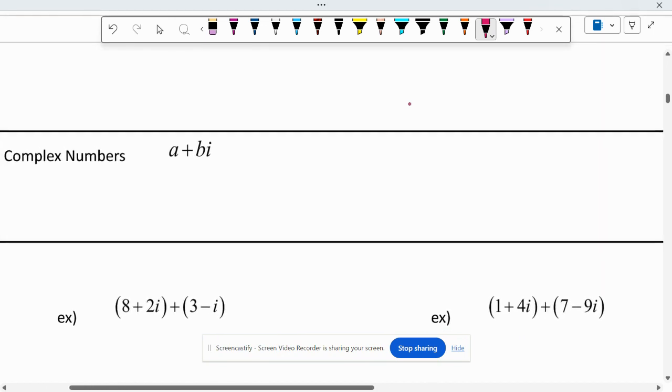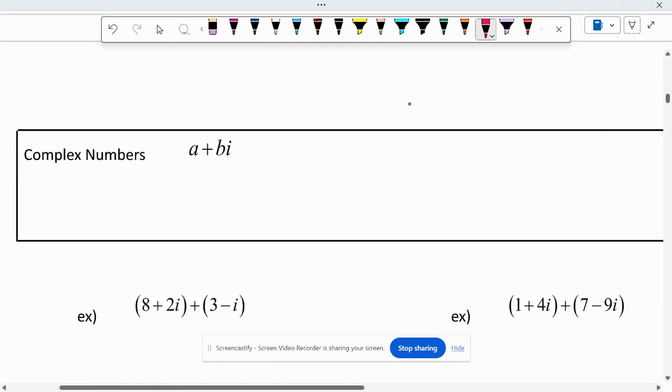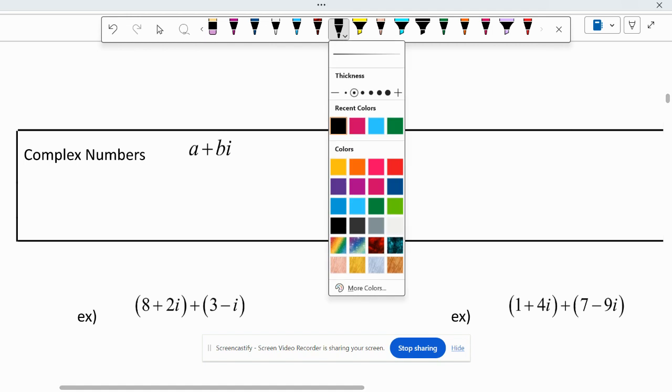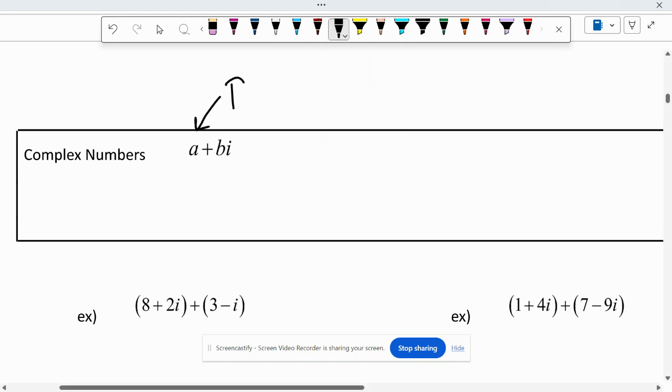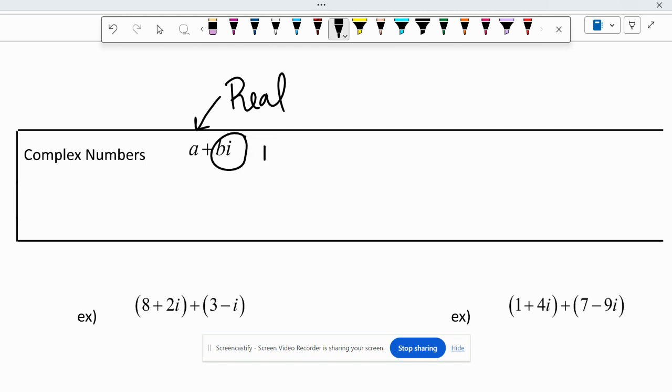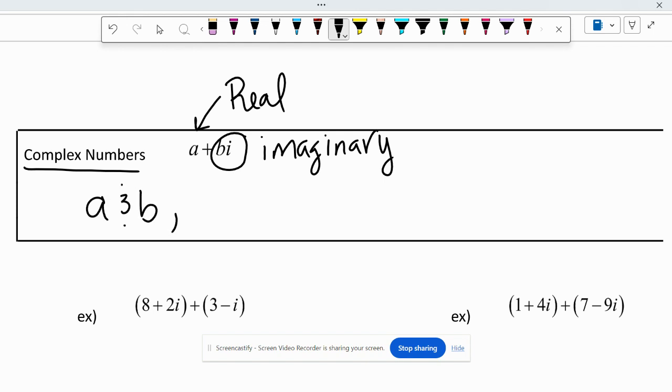Okay, so complex numbers, a plus bi. So this is the real part. Remember I said you always want the real part to come first? And this is the imaginary part, because it's got an i attached to it, right? So when you have a number that has any kind of imaginary portion to it, it's called a complex number, okay? a and b are both real numbers.